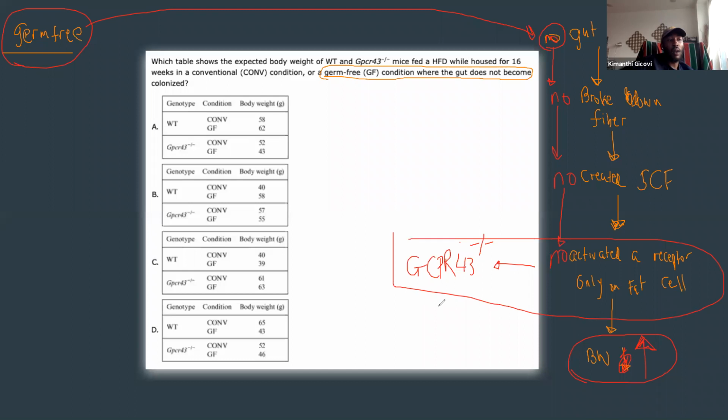So what are we basically saying here? We're saying if you're in a germ-free environment, you don't have any bugs in your stomach, you're never going to activate that receptor. So your body weight is basically going to look as if you never had the receptor.